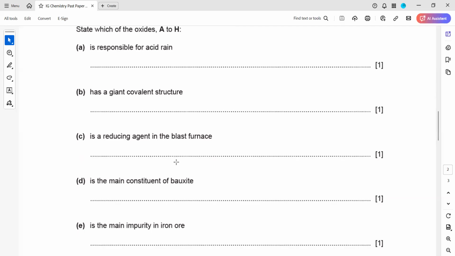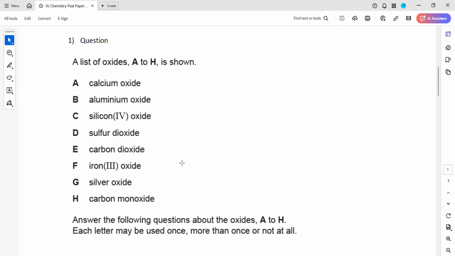The next is the main constituent of bauxite. The ore of aluminium. So what is the main thing present in bauxite, because it also contains other substances? That is aluminium oxide. So aluminium oxide is the main constituent of bauxite.